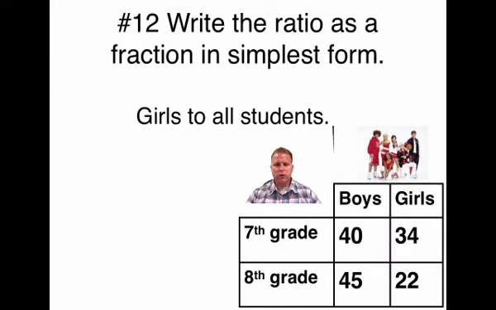Would you write it for girls to all students? So how many girls are there? 34 7th grade girls, 22 8th grade girls. That's going to give me 56 girls altogether. Now if we're talking all students, we have to add all of that together, and that comes out to 141. So that would be our ratio, 56 girls to 141 students.